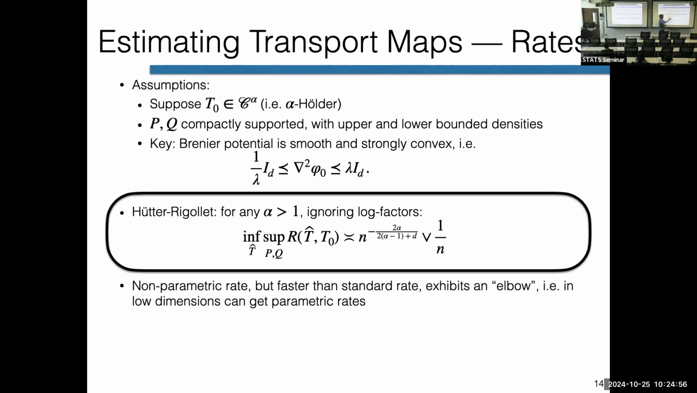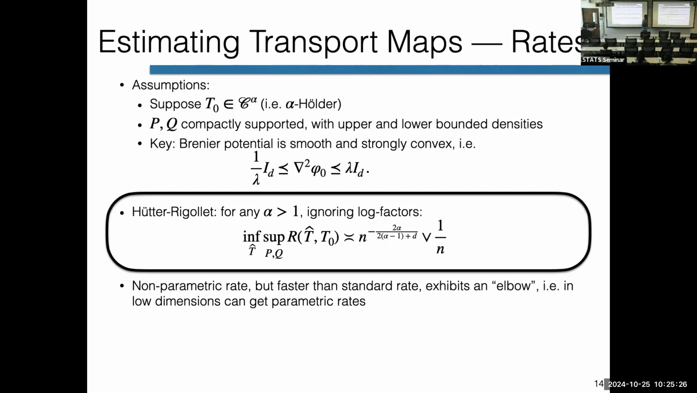Then Hütter and Rigollet characterize the minimax rate. They just said that the risk of the best possible transport map estimator here looks like n to the minus 2 alpha over 2 alpha minus 1 plus d. If you're used to staring at non-parametric rates, then you might think that the familiar rate for estimating an alpha smooth object should look like 2 alpha over 2 alpha plus d. And so there's some sense in which you are now getting a slightly faster rate.